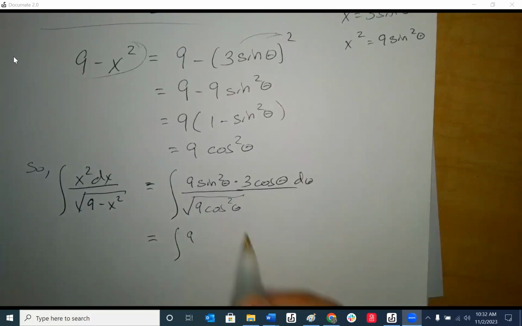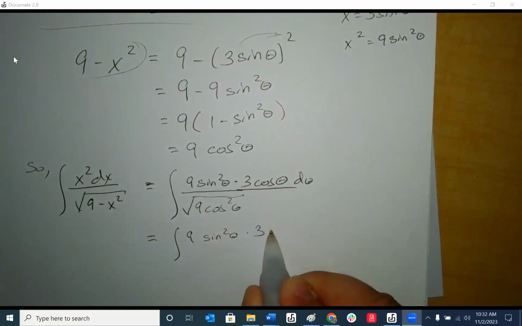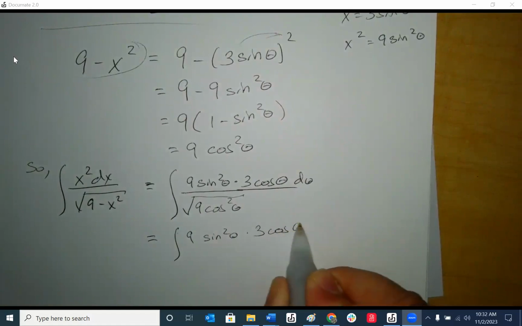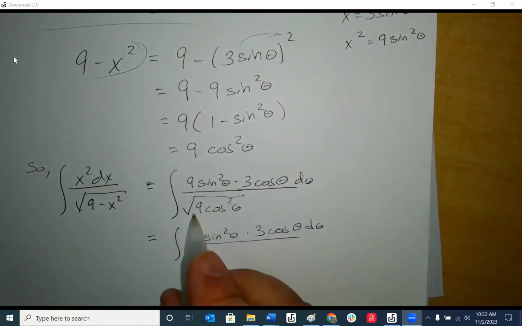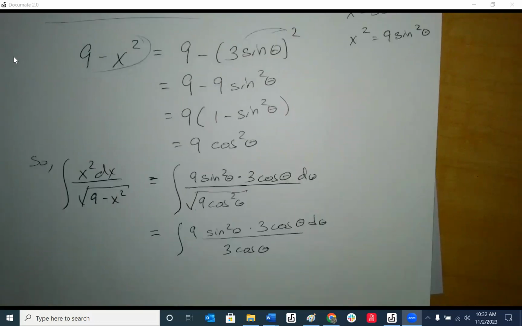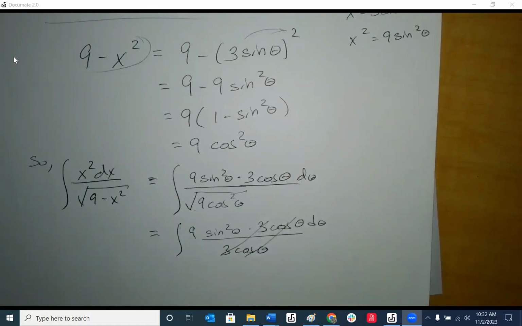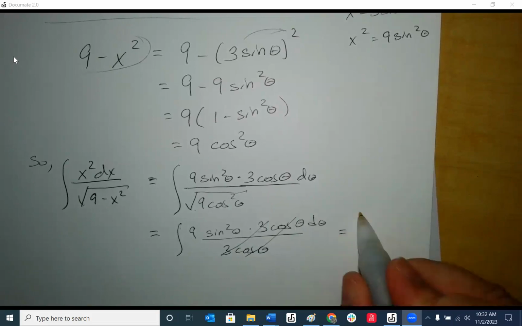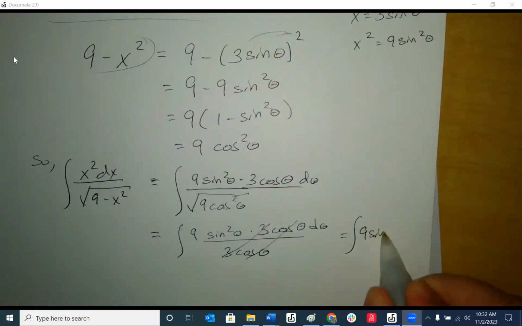All right. So on top we have 9 sine squared theta times 3 cosine theta. On the bottom, it's going to be 3 cosine theta. So the 3 cosine thetas cancel out. That leaves us only with the integral of 9 sine squared theta d theta.